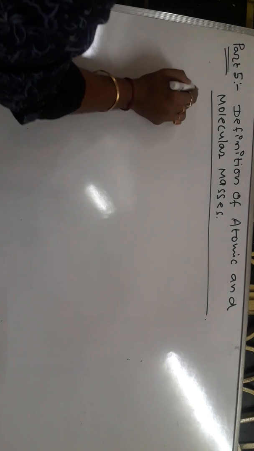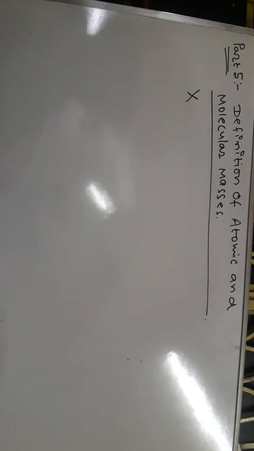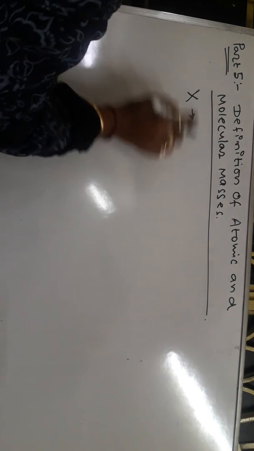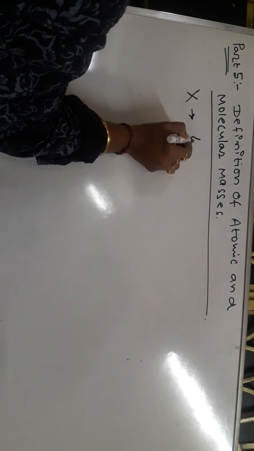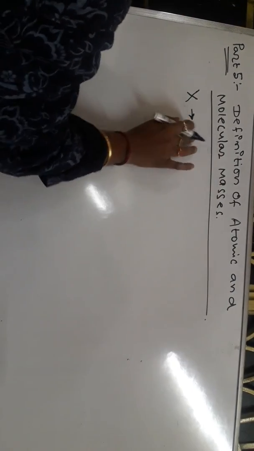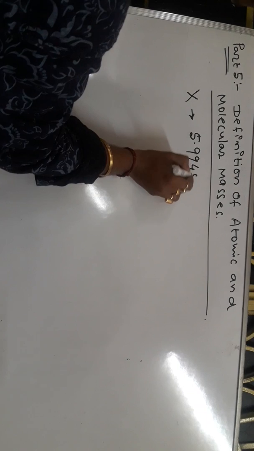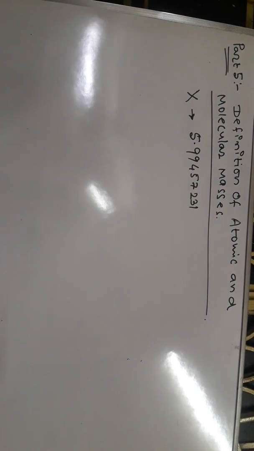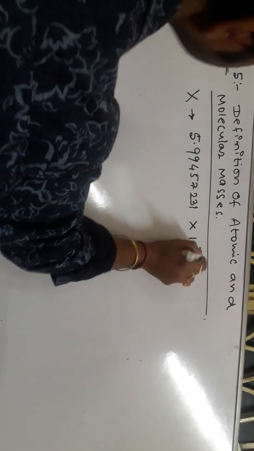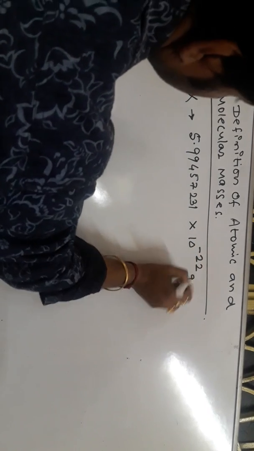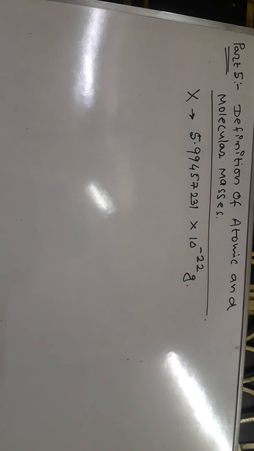Suppose a very newly invented element, one atom of which is symbolized by X. So one atom of this has a mass, suppose for an example, 5.99457231, an arbitrary value, into 10 to the power minus 22 gram. As you understand, I am giving this completely arbitrary.